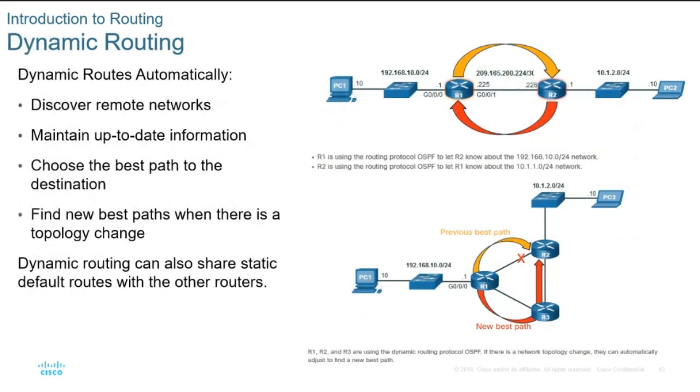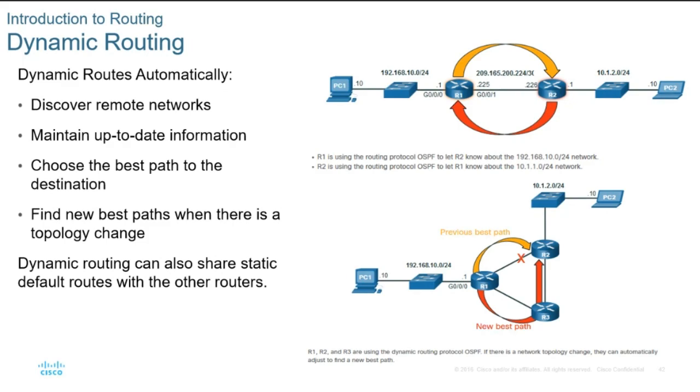If dynamic routing, dynamic routes automatically discover the remote networks, maintain up-to-date information, then choose the best path to the destination, and find new best paths when there is a topology change. And dynamic routing can also share static default routes with other routers. In this figure, dynamic means automatic.